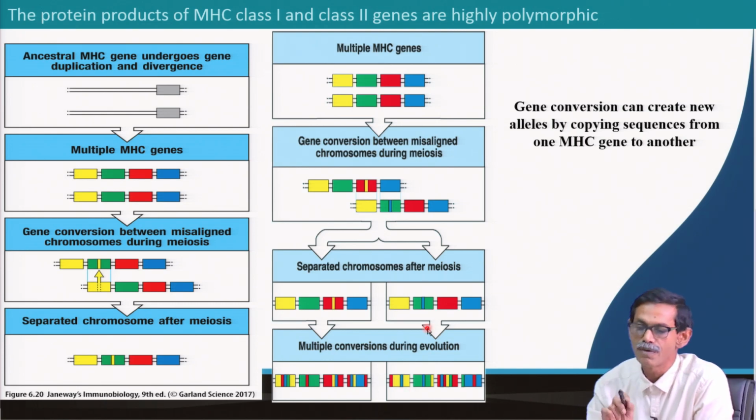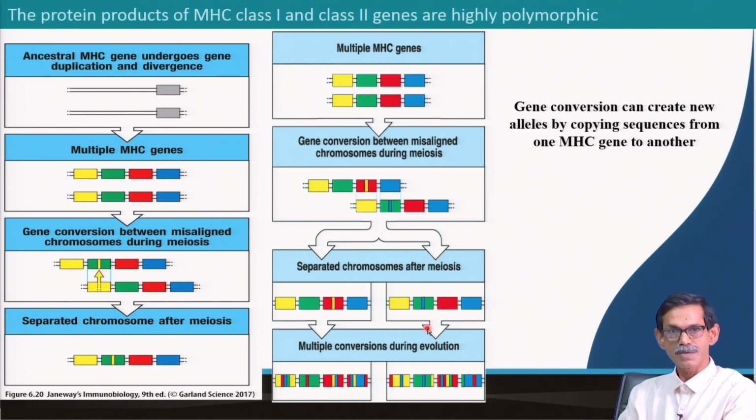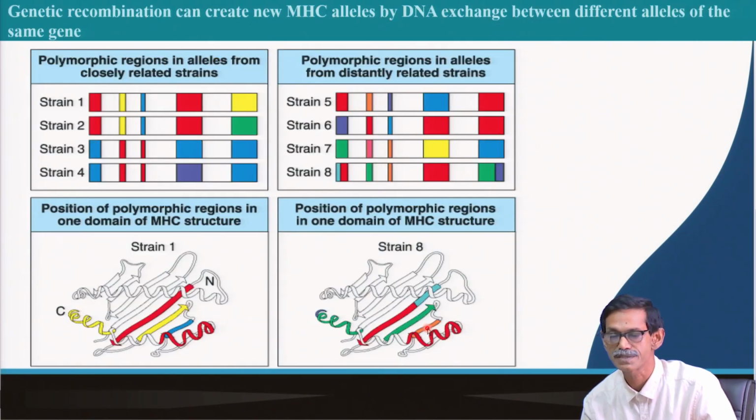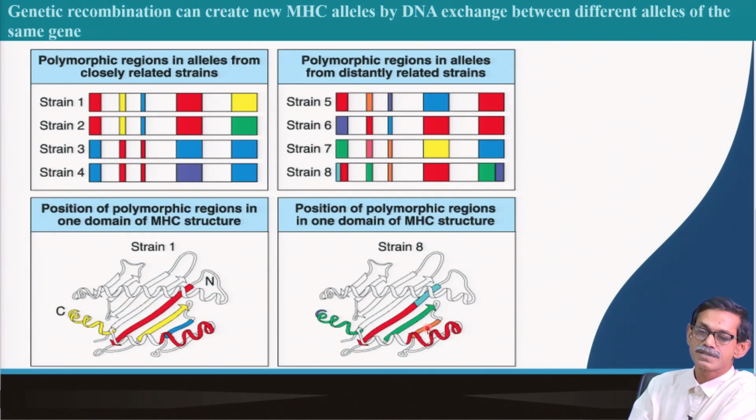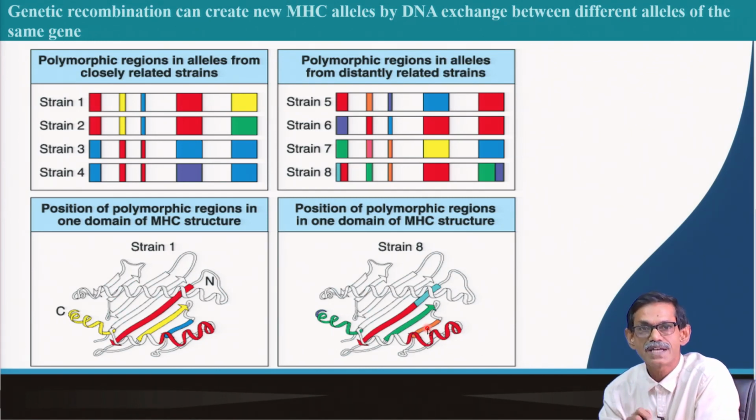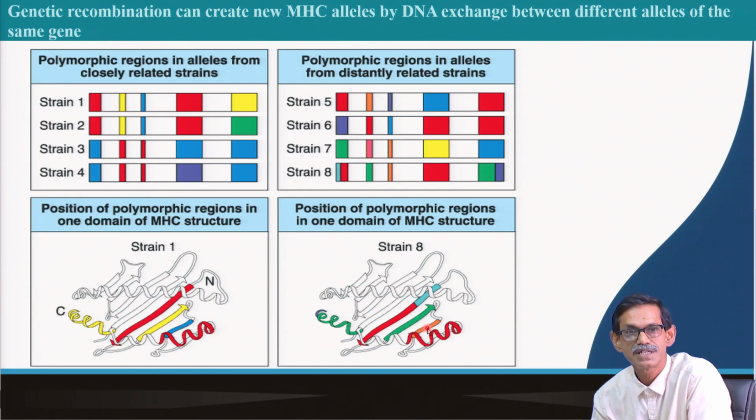Okay. So, if I come back to the summary, this is why polymorphism arises: genetic conversion is one of the major reasons for so many varieties of major histocompatibility complex. Not only this, along with that, normal recombination is already there, right.